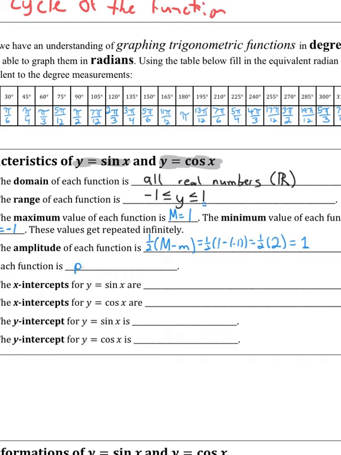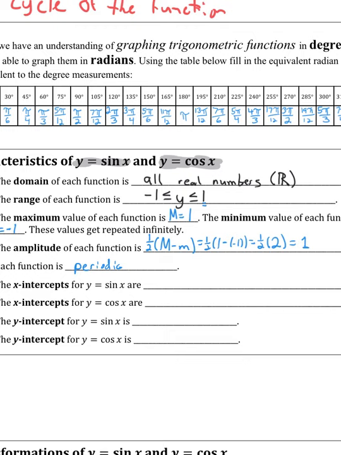Okay. Each of these functions is periodic, meaning they're both going to be cyclical. They're going to complete a cycle, and then they're going to start their next cycle. They're going to complete a period, and then they're going to start their next period. All right, it's just going to keep going over and over again, infinitely in both directions.